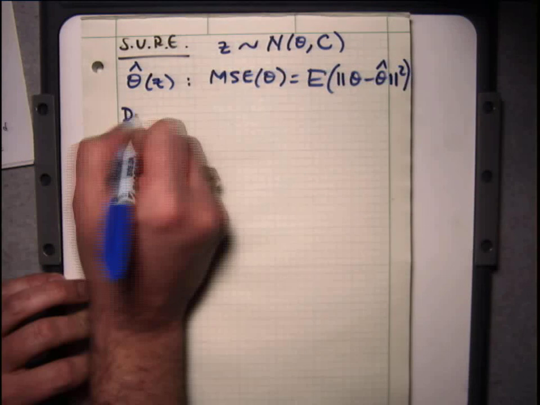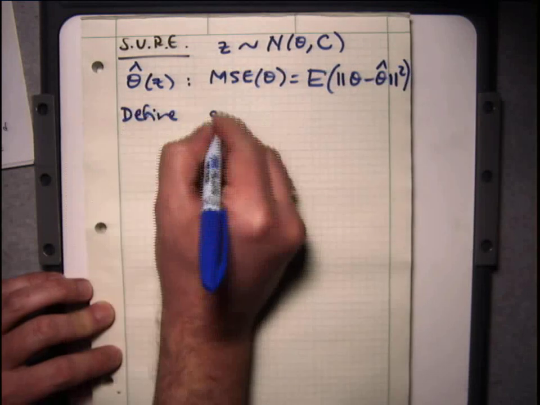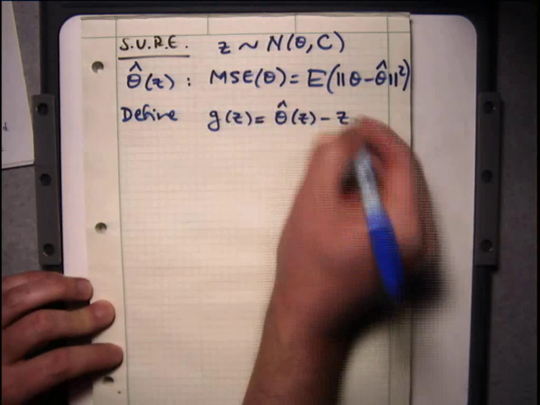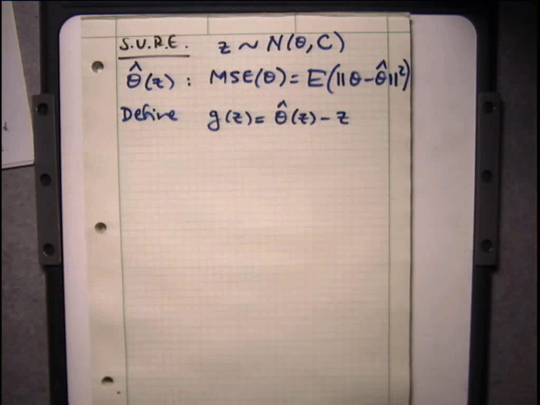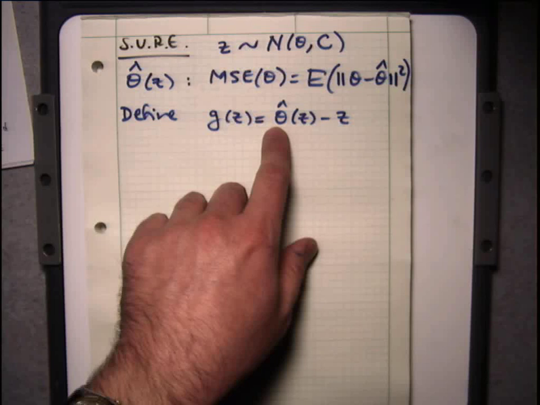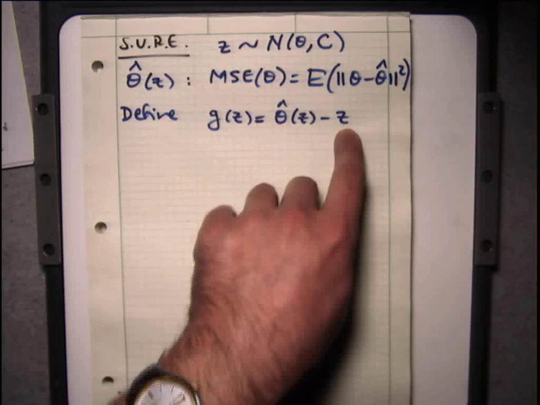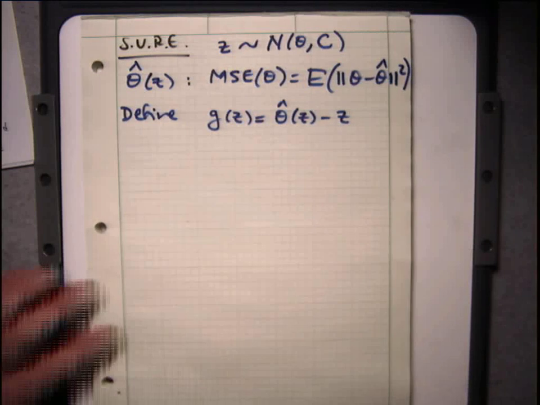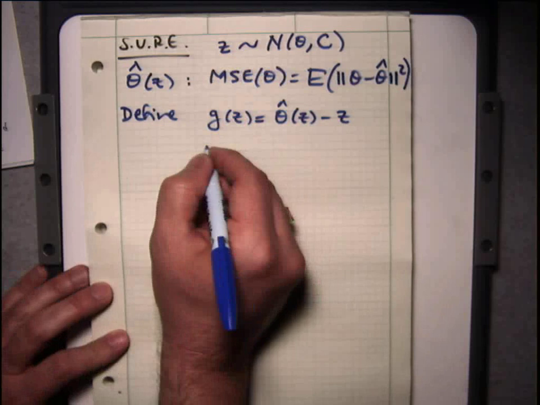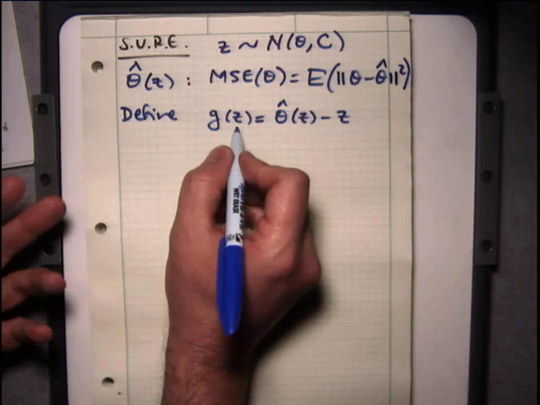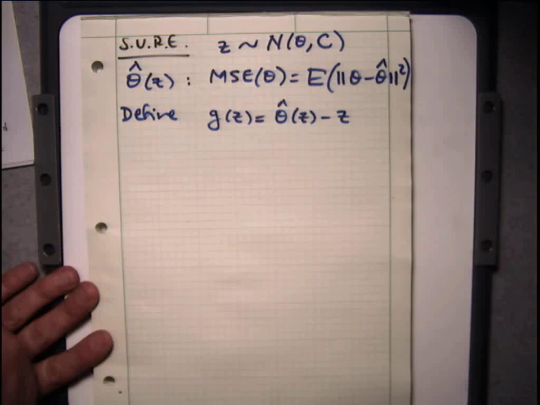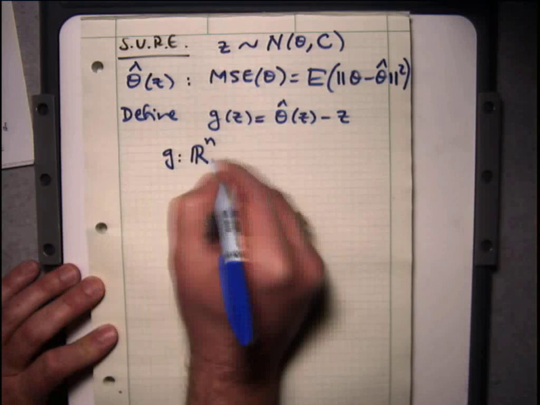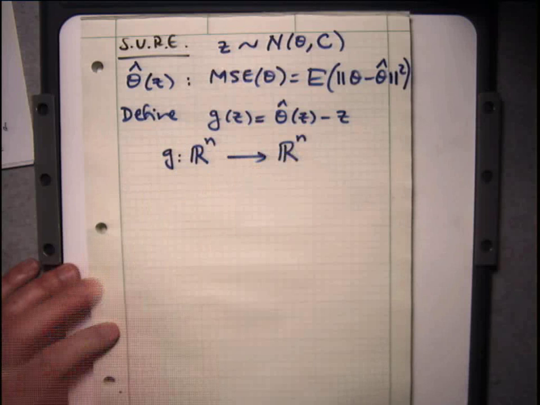Okay, so first, you define a function g of z as theta hat of z minus z. This is kind of a funny function to define. It's the difference between the parameter estimate and the data. And we're assuming these two things are the same dimensions in this case. So this function g is taking an n-dimensional vector and mapping it to another n-dimensional vector. So g is going from the n-dimensional Euclidean space to the n-dimensional Euclidean space.